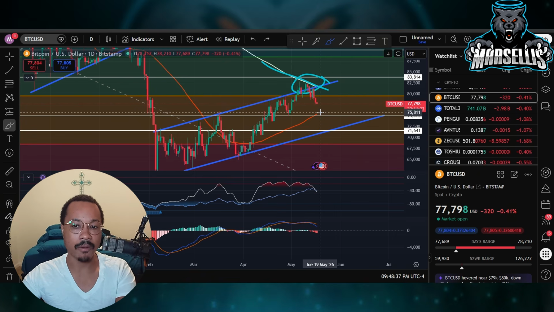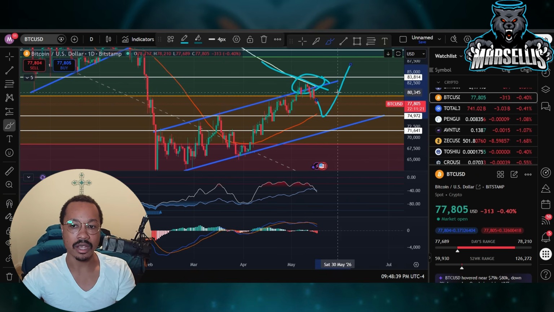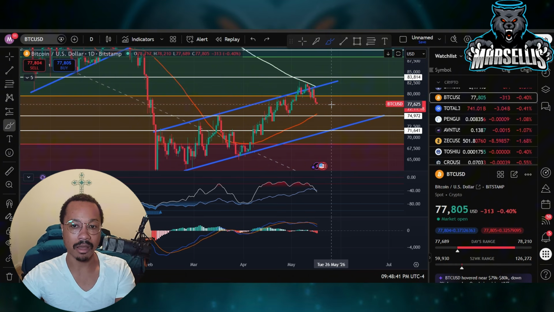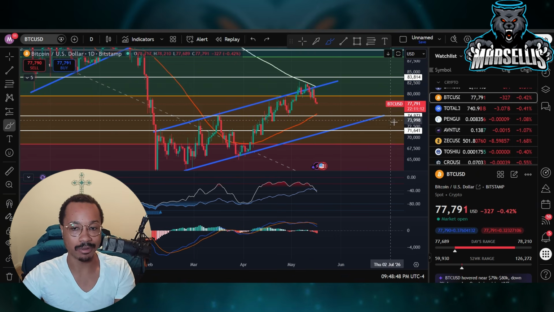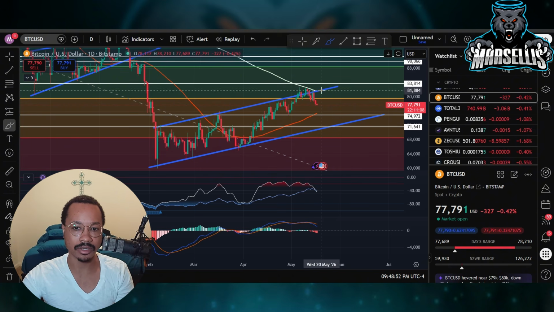So we'll see if we don't bounce back from the 50-day and continue upwards, then we're going to remain bearish. But if we do, then we can remain bullish until another bearish pullback comes in. So yeah, I would definitely say get prepared for that. I think it's going to come down here to 75K soon.